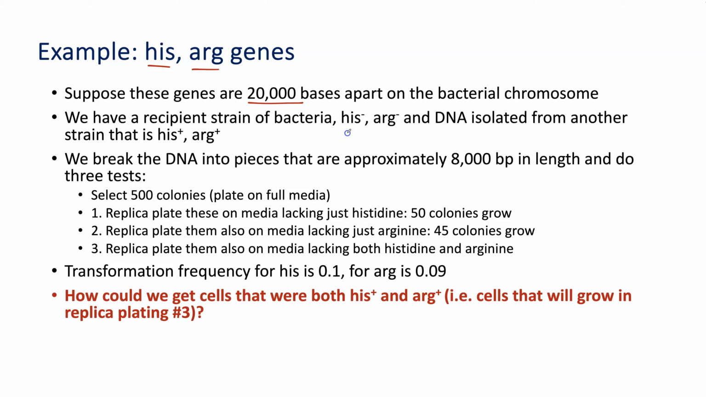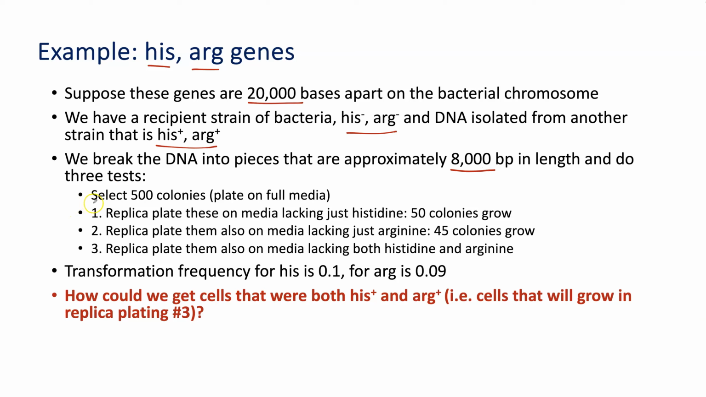And our recipient bacteria is an auxotroph, and we take DNA isolated from another strain that's prototrophic. And we break up the DNA. There's different ways you do it. You can sonicate it, you can actually autoclave it, or suck it up into a very fine needle and push it back out a few times. That can shear it. And let's say our average size is about 8,000 bases.